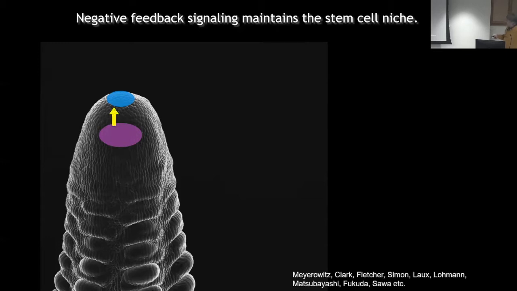So the organizing center sends a positive signal to the stem cells to tell them to divide. So you need to promote stem cell proliferation to maintain the shoot. But to maintain this as an ordered structure, this has to be kept in balance. And it's kept in balance by a negative signal sent from the stem cells back to the organizing center. So mechanistically, that's how it works. And what are the genes involved?